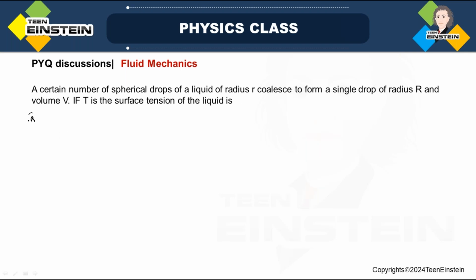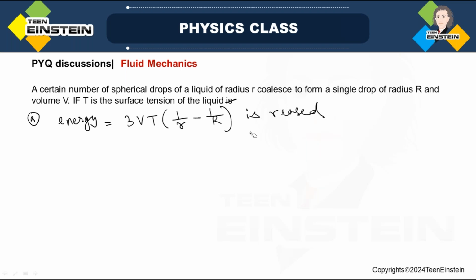See, option A says energy CVT whole into 1 over small r minus 1 over capital R, this much energy is released. It is just released.